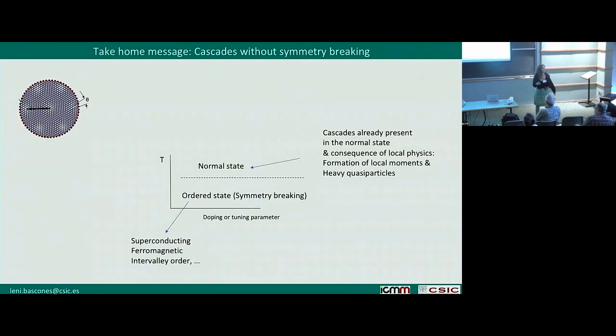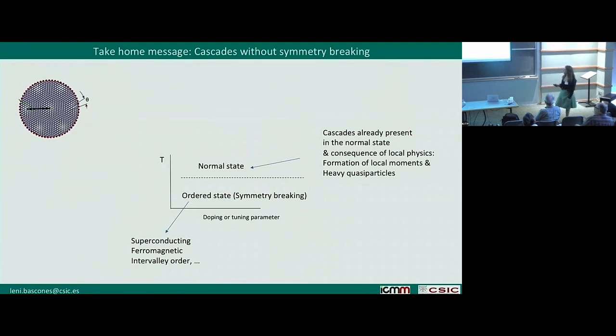Okay. So the main message of this talk is that what we propose is that the cascades are not a consequence of a symmetry breaking process, but they are a property of the normal state of twisted bilayer graphene. So they are present really in the normal states, and they are a consequence of the local physics associated to the formation of magnetic moments and the tendency to form heavy quasiparticles.